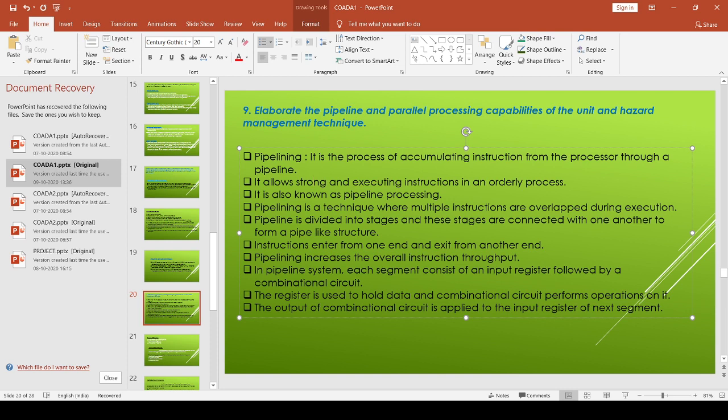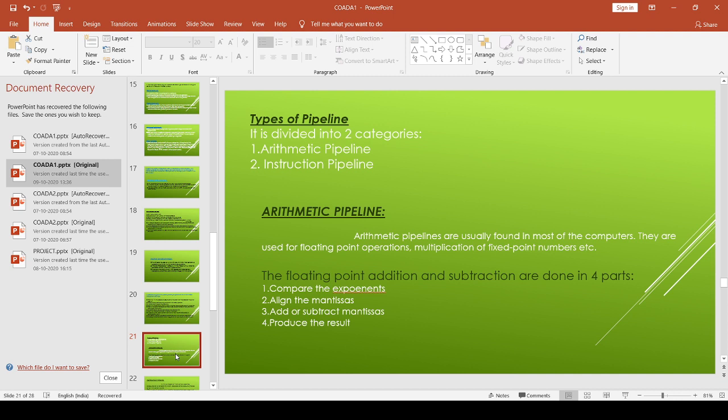In a pipelining system, each segment consists of an input register followed by a combinational circuit. The output of the combinational circuit is applied to the input register of the next segment. Next, types of pipeline: arithmetic pipeline and instruction pipeline. Arithmetic pipelines are usually found in most computers. They are used for floating point operations, multiplication of fixed point numbers, etc.